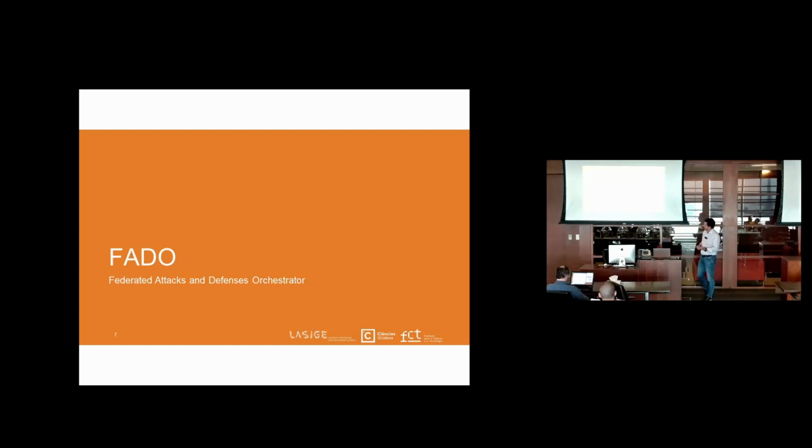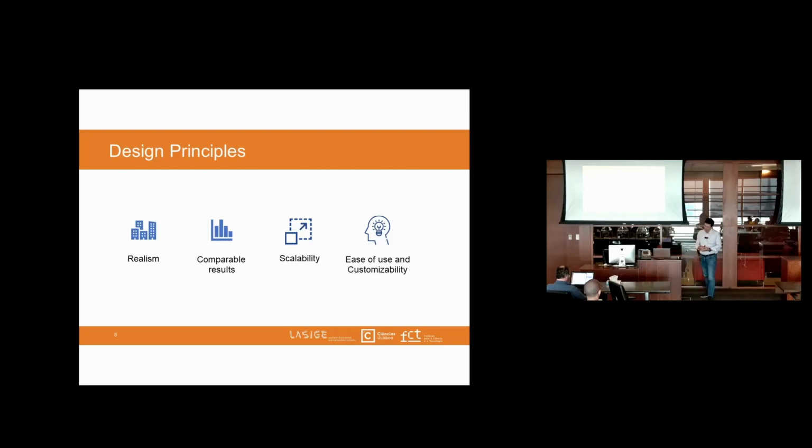And so what are the main principles? The first one is realism. Okay, so if you run an experiment in FADO, you would be able to get results that are comparable to the ones that you get in a real distributed system. The second one is related: comparable results, realism. So there is some relation between what you observe in FADO and what you would observe in a real distributed system.